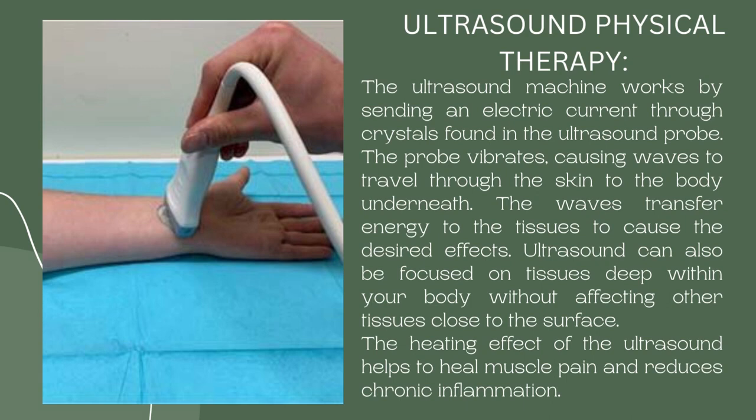Then comes ultrasound physical therapy. The picture is showing how and where to apply the ultrasound probe. The ultrasound machine works by sending an electric current through crystals found in the ultrasound probe. The probe vibrates, causing waves to travel through the skin to the body underneath. The waves transfer energy to the tissues to cause the desired effects, and the ultrasound can also be focused on tissues deep within your body without affecting other tissues close to the surface. This is how the ultrasound machine works. The advantage of ultrasound physical therapy is that the heating effect produced by ultrasound helps to heal muscle pain and reduces chronic inflammation.